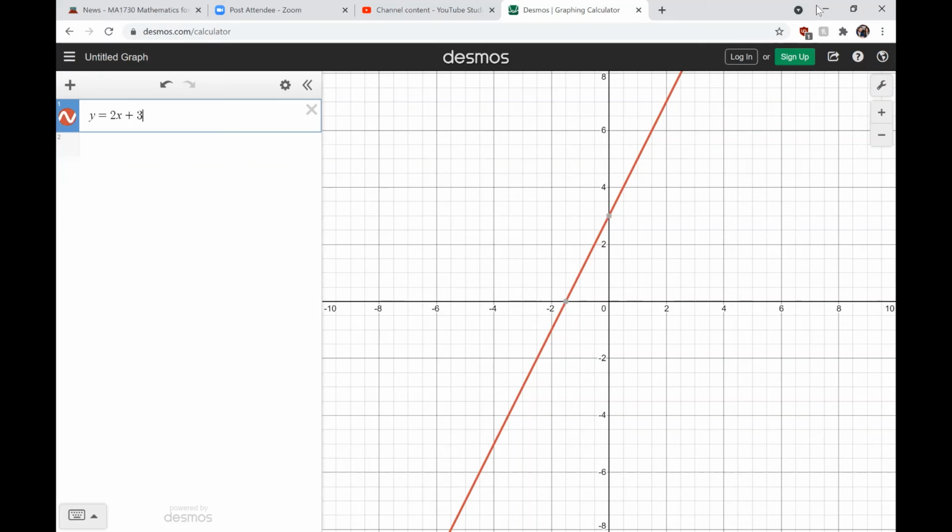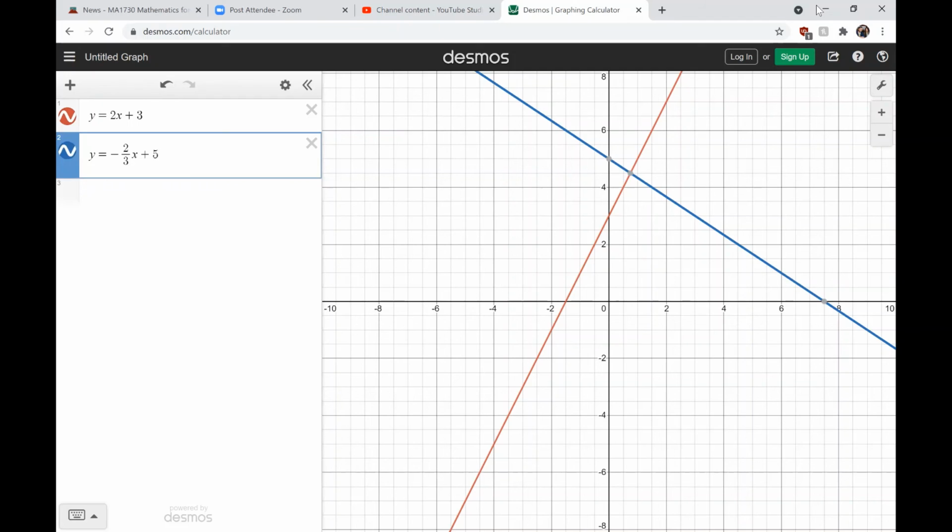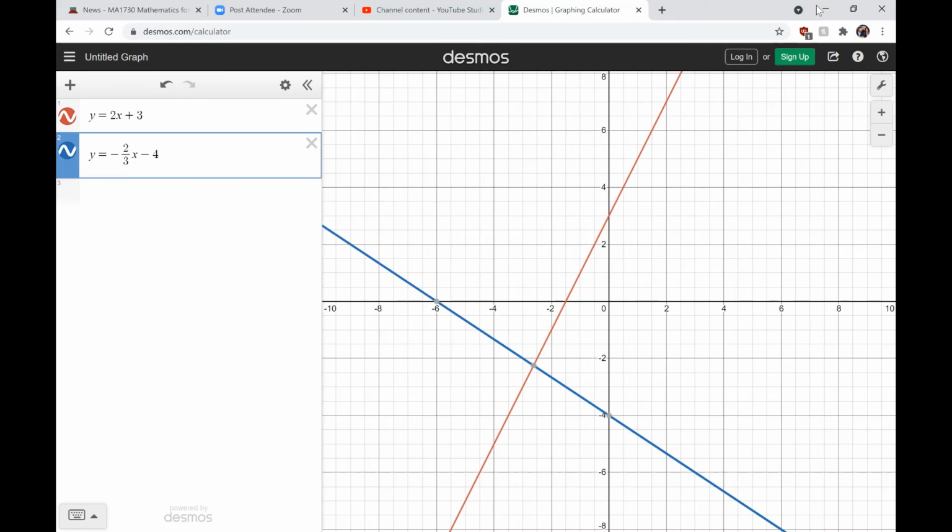There it is. What if I want to do another one? Let's go y equals negative 2 over 3x plus 5. No, let's go minus 4. Isn't that so cool? You can graph these things instantly. I can see where the graphs intersect. Okay, so you can see that right there.